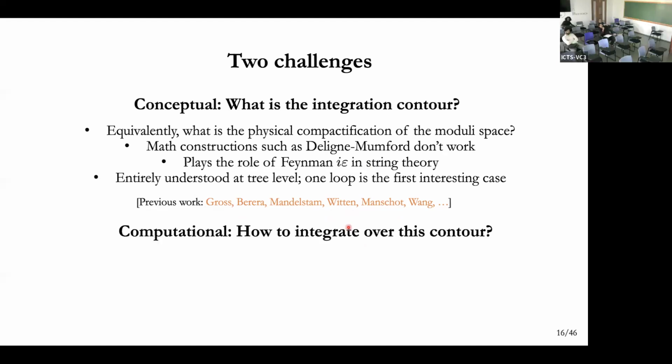Sorry, okay. Sebastian, about this point about the Deligne-Mumford compactification.